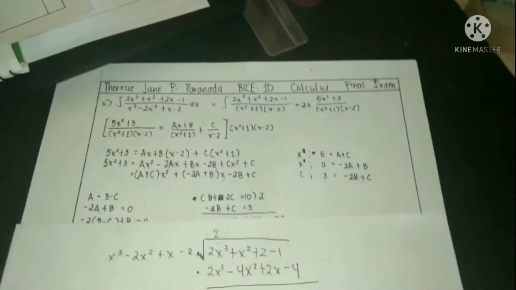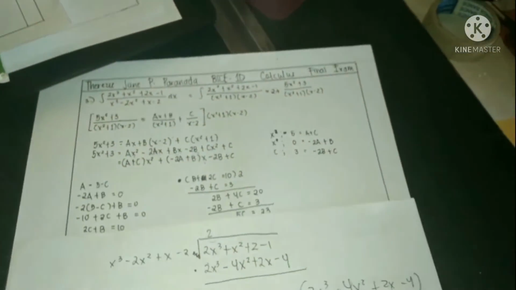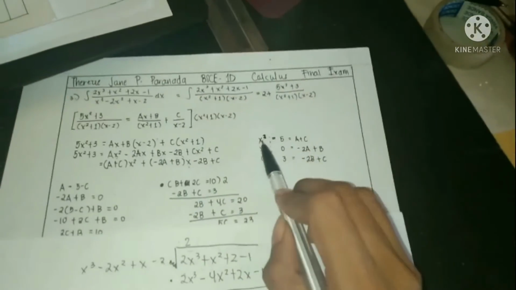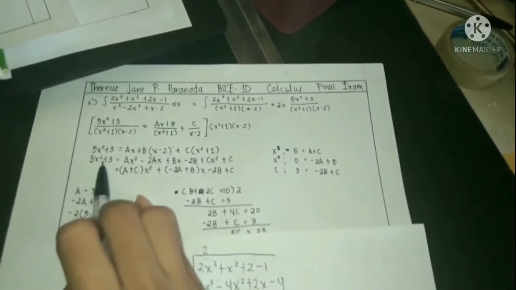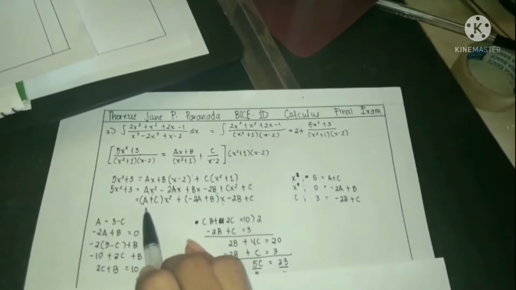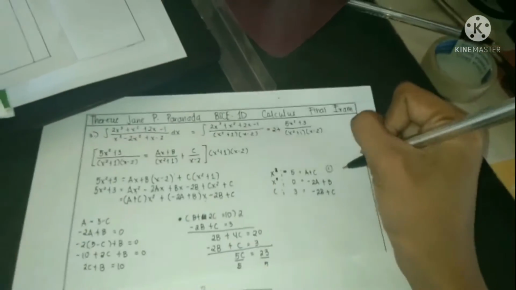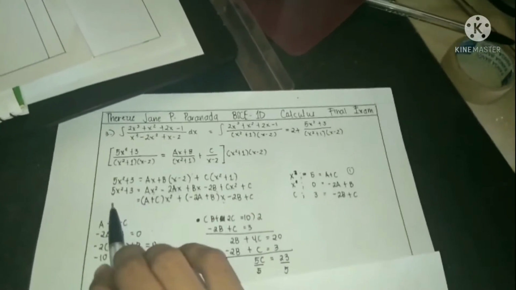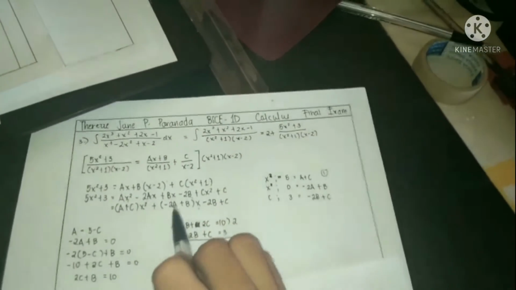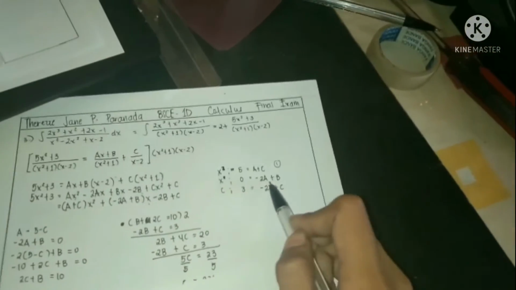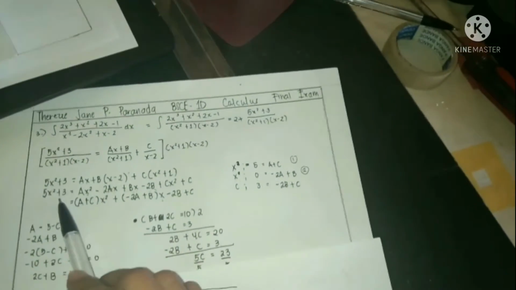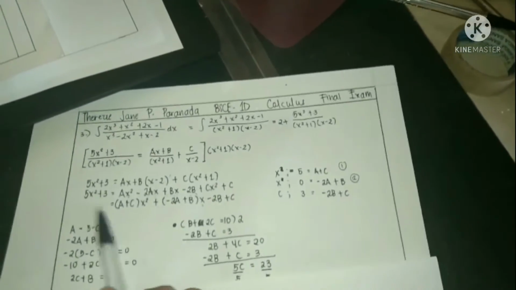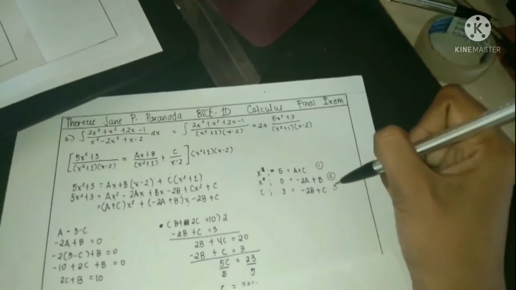So, para makakuha tayo ng mga equation na gagamitin natin para i-solve yung mga value ng a, b at c, ganito yung ginawa ko. So, ang x squared dito sa left side is 5 at dito sa right side is a plus c. So, ito yung first equation natin. Next is x. So, dito sa left side, walang x. But dito sa right side is negative 2a plus b. So 0 is equal to negative 2a plus b. Ito yung second equation natin. Next is constant. So ang constant dito sa ating left side is 3. Dito sa right side is negative 2b plus c. So ito yung third equation natin.